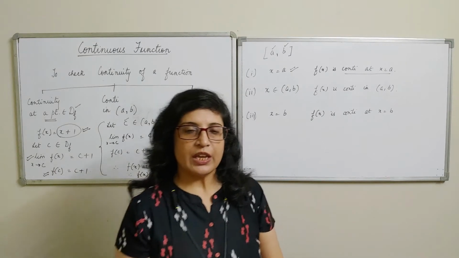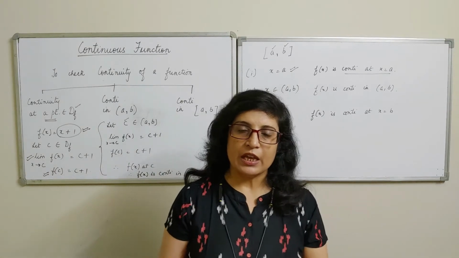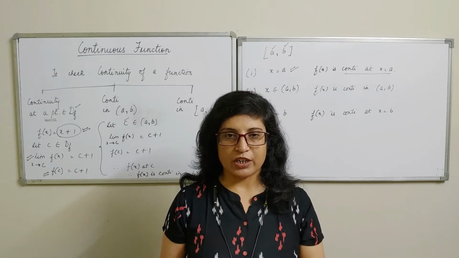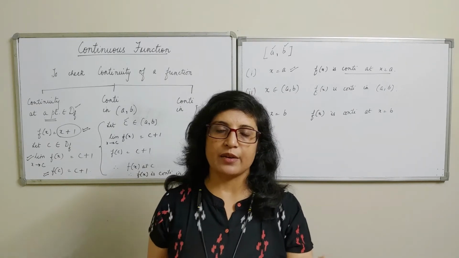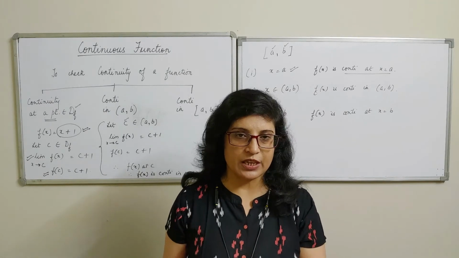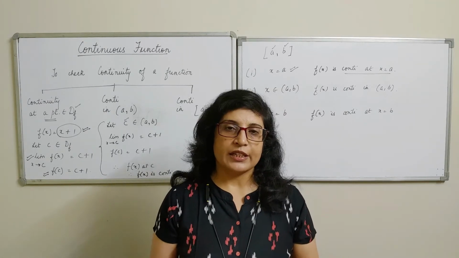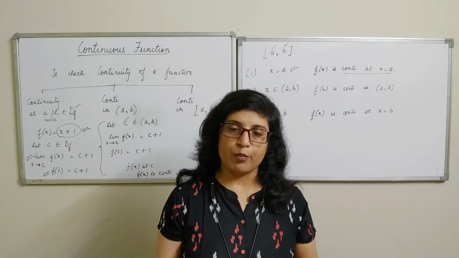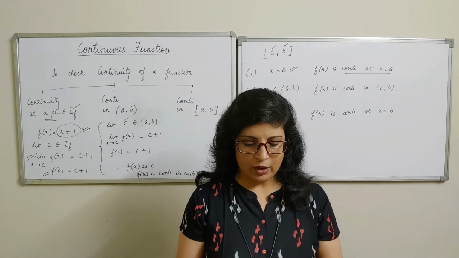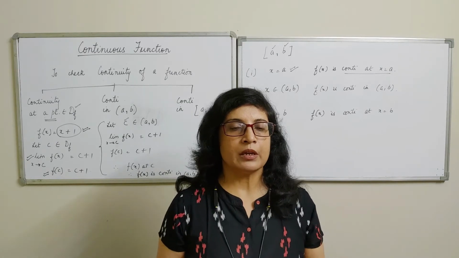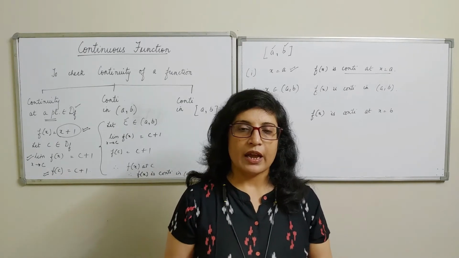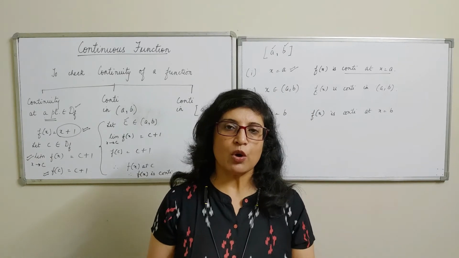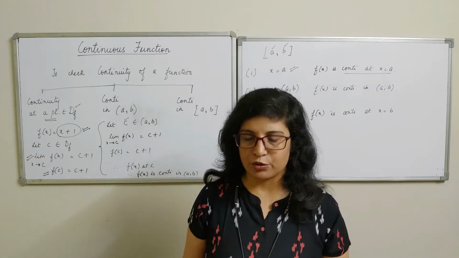At any point, if the limit of a function is not equal to the value of the function, in that case we can say that the function is not continuous at a point, say x equal to c. We can also say that the function is discontinuous at the point x equal to c. Now we'll take up some questions from exercise 5.1 and see how we apply this concept in checking continuity of a function or finding out points of discontinuity.